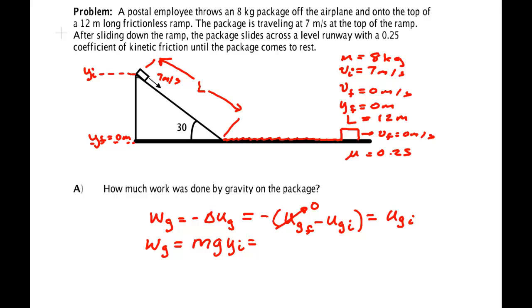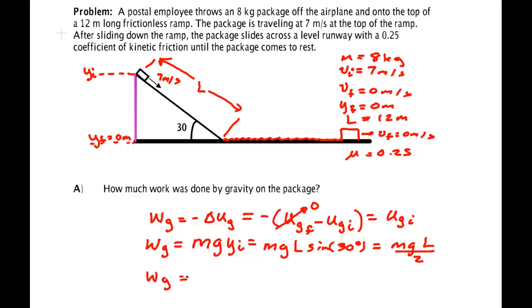Now I don't know y initial, but I know it in terms of L. Y initial, which is this distance. Oops. Let me get a different color. Is that length. And that length there is related by the sine function. So this is mgL sine of 30 degrees, which is a half, which is mgL over 2.